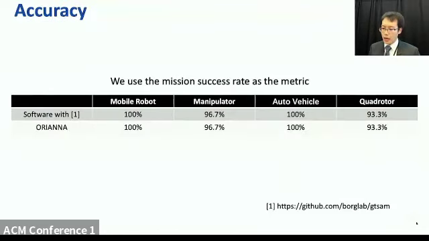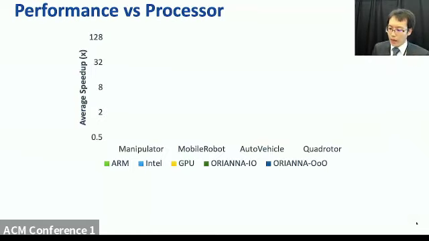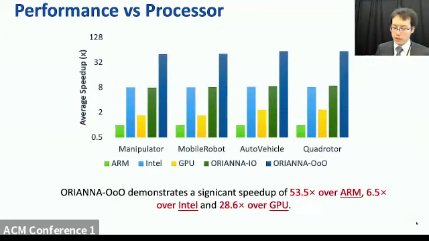So we first show the accuracy comparison, and we can see ARANA can achieve the same accuracy compared to the software library implementation. And then we compare ARANA with the three processors. The first is the performance. You can see the x-axis is the different robot types, and the y-axis is the speedup. And we observe the ARANA accelerator demonstrates a speedup compared to the general purpose CPU and GPU.